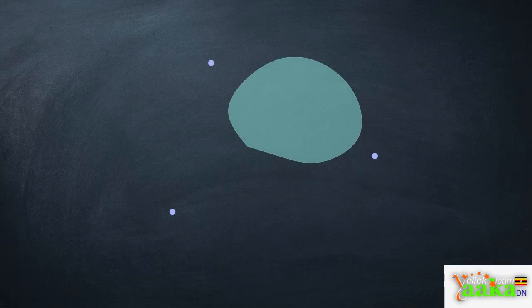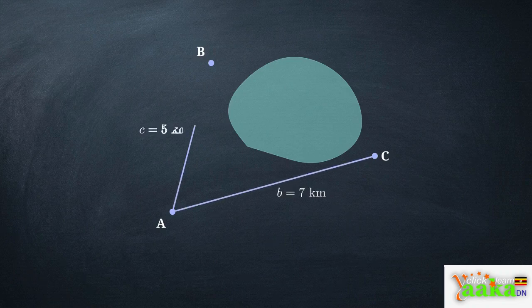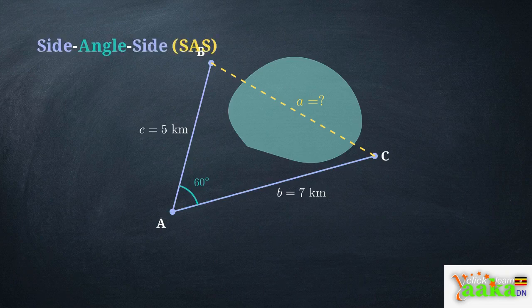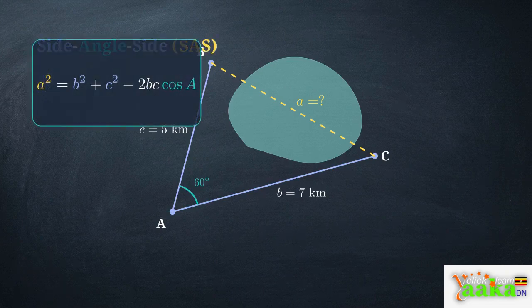This diagram shows a surveyor trying to measure the distance across an impassable swamp. The surveyor stands at point A, measuring sides of 7 and 5 kilometers, with a 60-degree angle between them. We need to find missing side A. We have 2 sides and the sandwiched included angle. This side angle side scenario means we deploy the cosine rule.